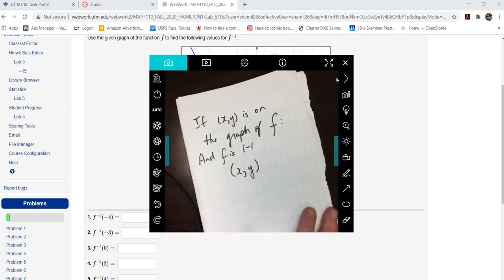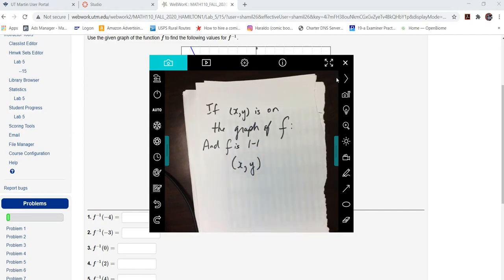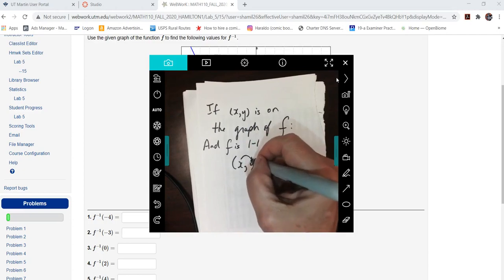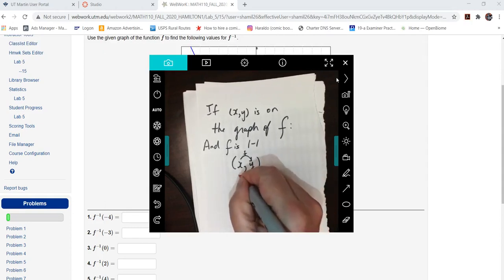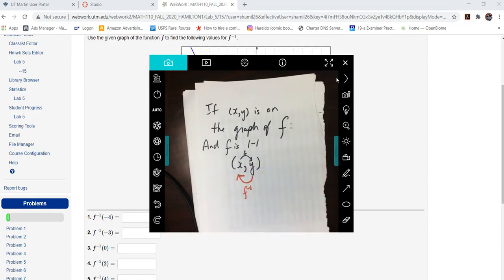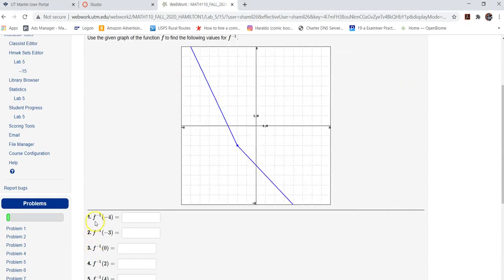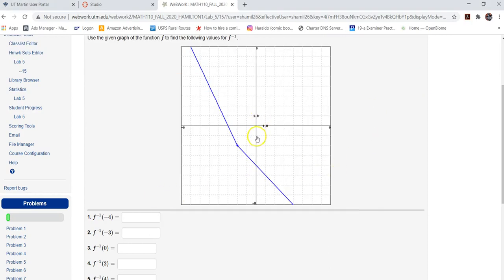So if you have a point on the graph of f, and f is 1 to 1, then f maps the x coordinate into the y coordinate, but f inverse maps the y coordinate into the x coordinate. And so what we have here is you've been asked for f inverse of -4. So you're going to look for the point whose y coordinate is -4, and f inverse will map it into the x coordinate. So let's come on the y-axis.